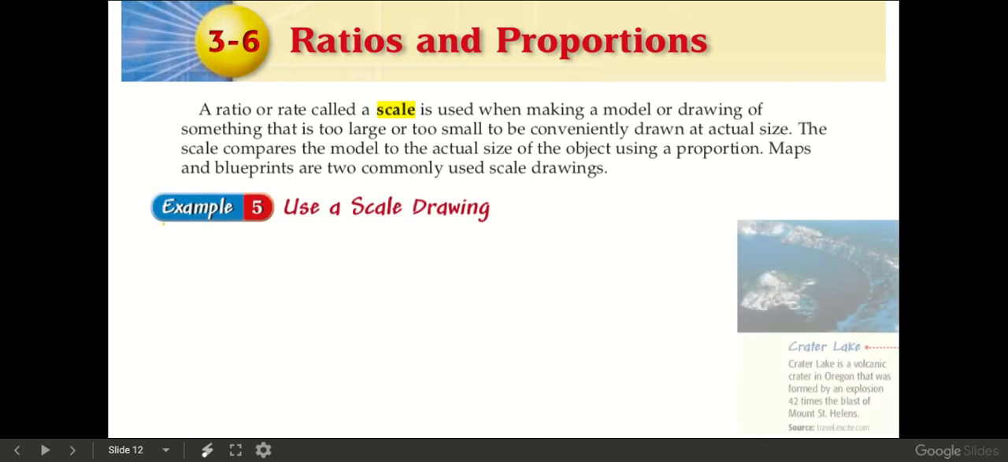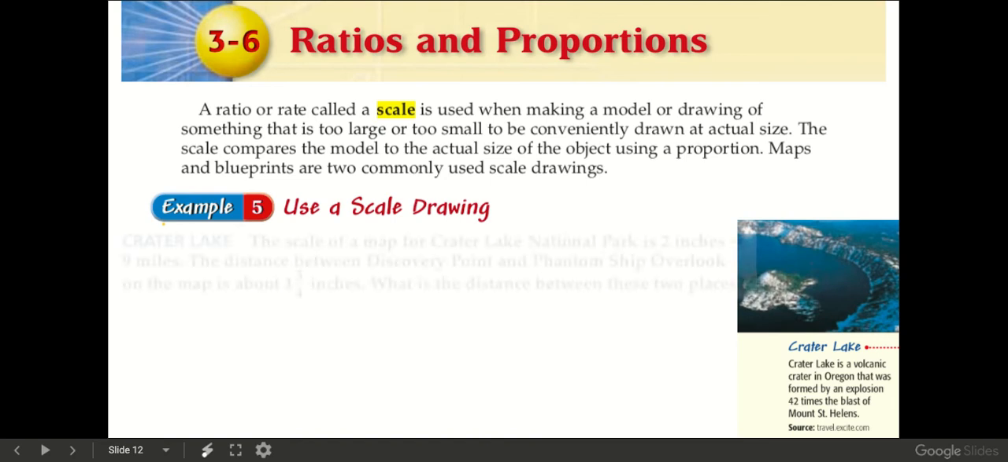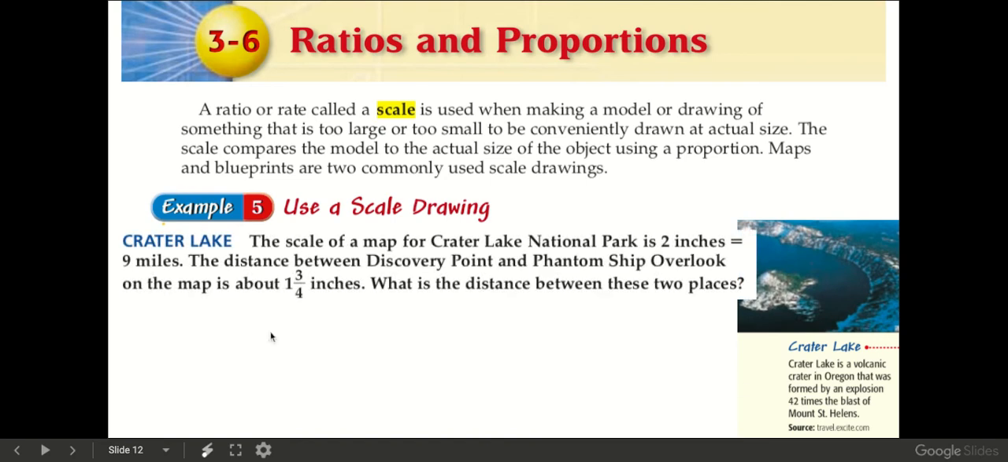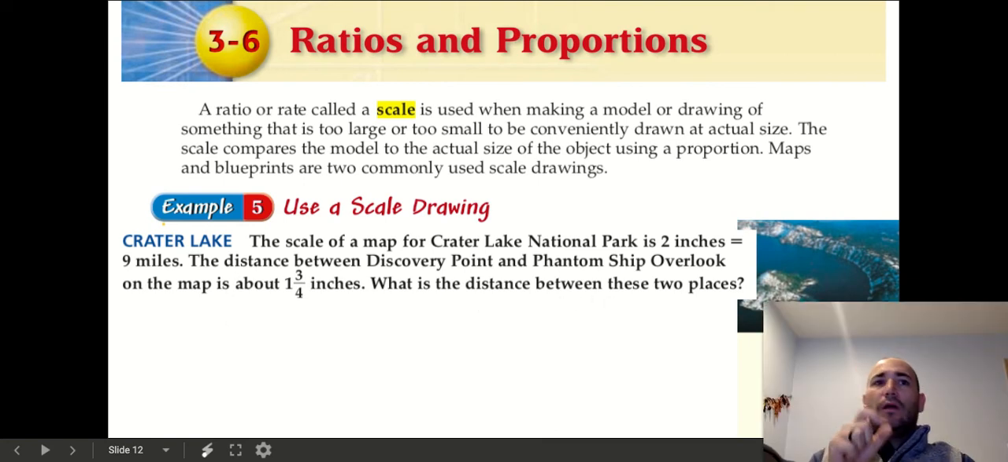To use a scale drawing, so here Crater Lake, I don't know if you guys have ever been to Crater Lake. It's a volcanic crater in Oregon that was formed by an explosion 42 times the blast of Mount St. Helens. So the scale of a map for Crater Lake National Park is 2 inches equals 9 miles. So on the map, every 2 inches on the paper map would equal 9 miles in real life, right?